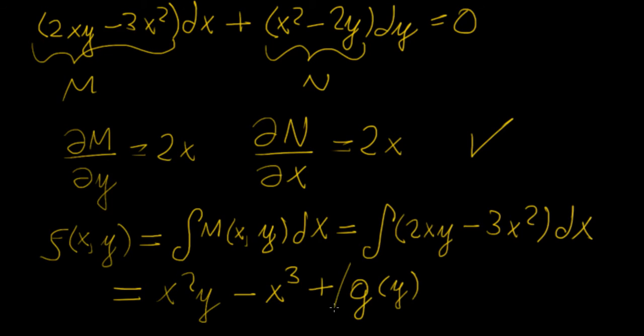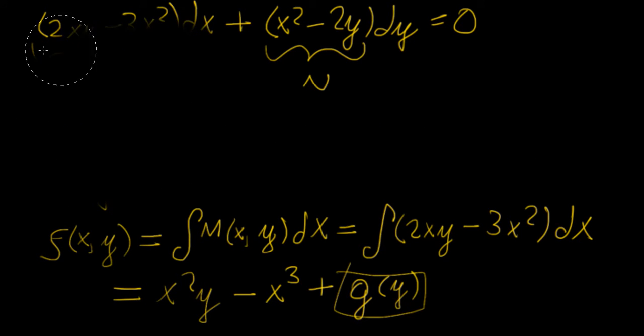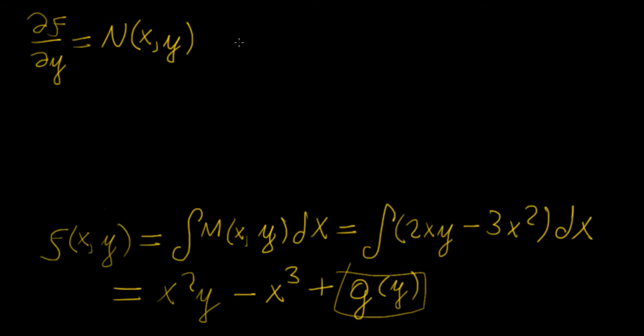Now, obviously, we need to find the value of this, because this is not good enough for our solution. So what can we do next? Well, we know that if the differential equation is exact, as we just proved, then all we need to do is apply a second condition, which says that the partial derivative of f with respect to y, because we integrated with x, is equal to the function N of x and y. And we know this from the problem. It was given as x squared minus 2y.